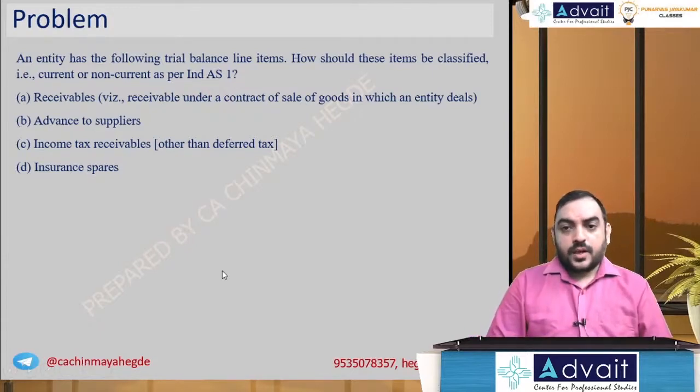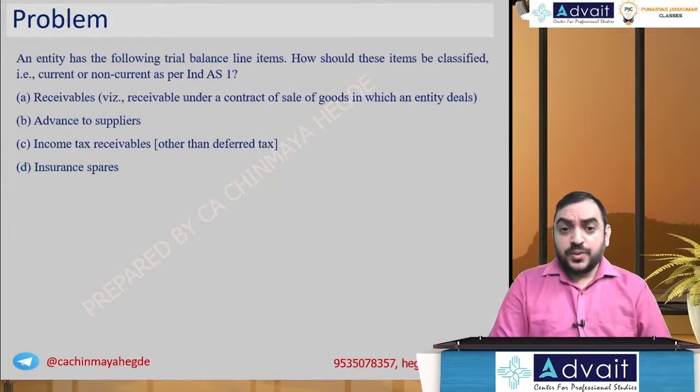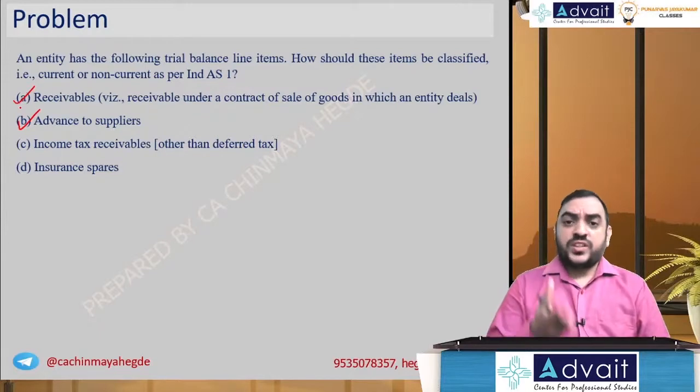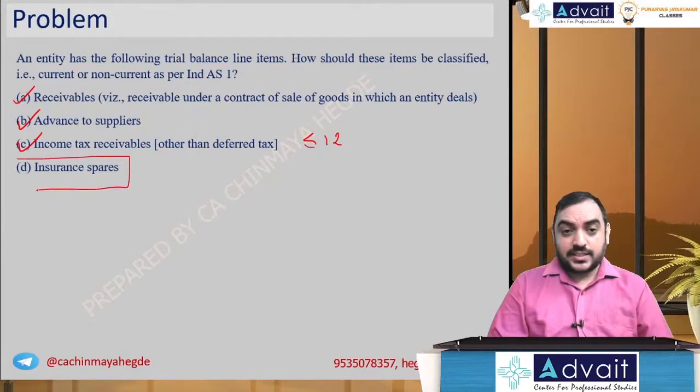Okay, RTP June 2021. An entity has the following trial balance line items. How should the items be classified, current or non-current, as per Ind AS 1? Receivables under a contract of sale of goods in which the entity deals. Receivables, how will you classify? If it is within the operating cycle, then current, otherwise non-current. Advance to suppliers, within the operating cycle, current, otherwise non-current. Income tax receivables, then we will take it as less than 12 months current, more than 12 months non-current. Insurance spares, okay.